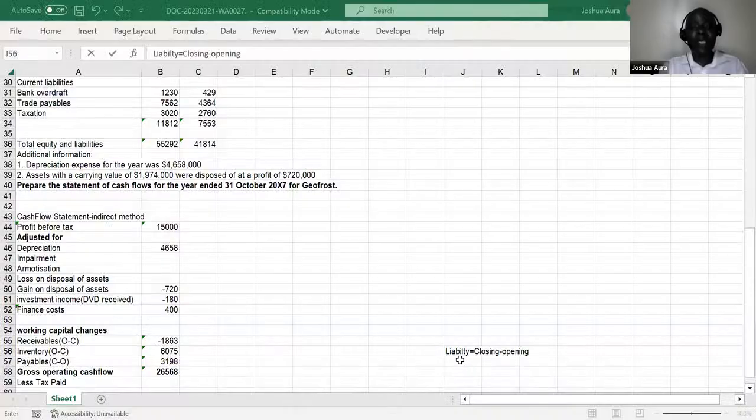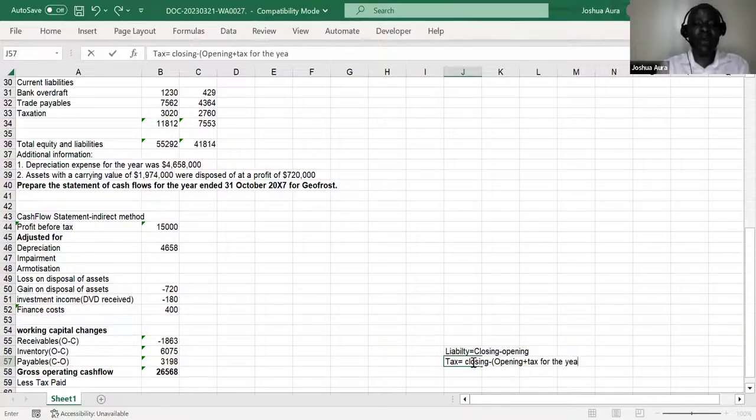So I'm saying, for example, the taxation here, the tax liability, what was paid in the year, then I'll come and take closing minus, into bracket, opening plus tax for the year. And then I close bracket. Tax for the year, or the one which is in the P&L.